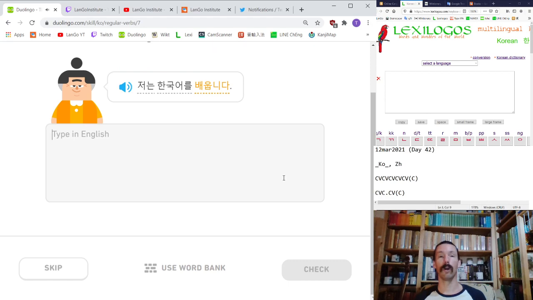저는 한국어를 배웁니다. Learning. I am learning Korean. So the language is marked as the object here, not the means with which the thing is learned.